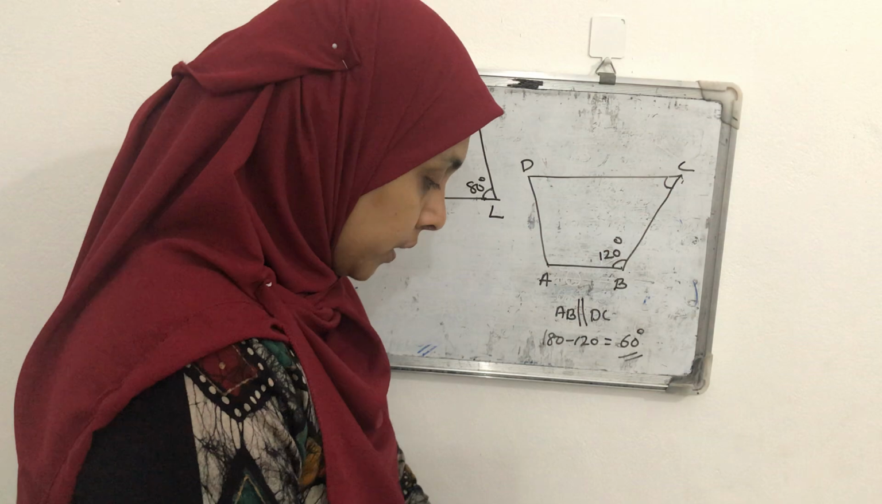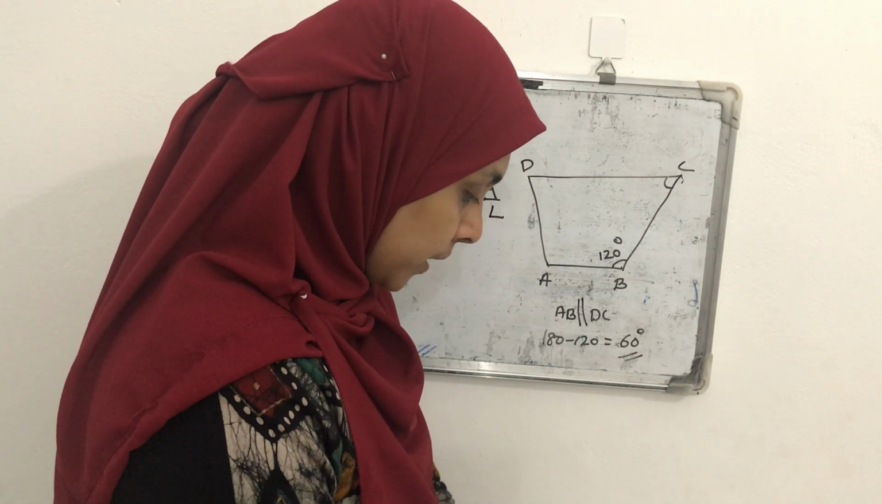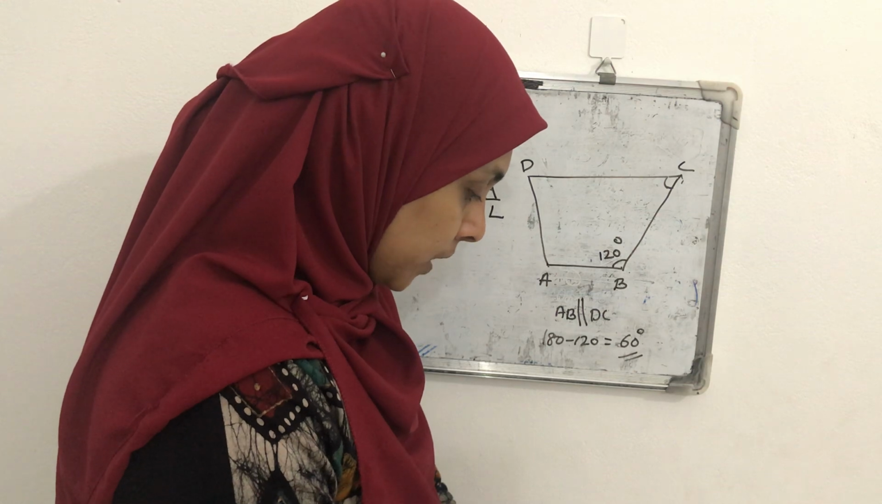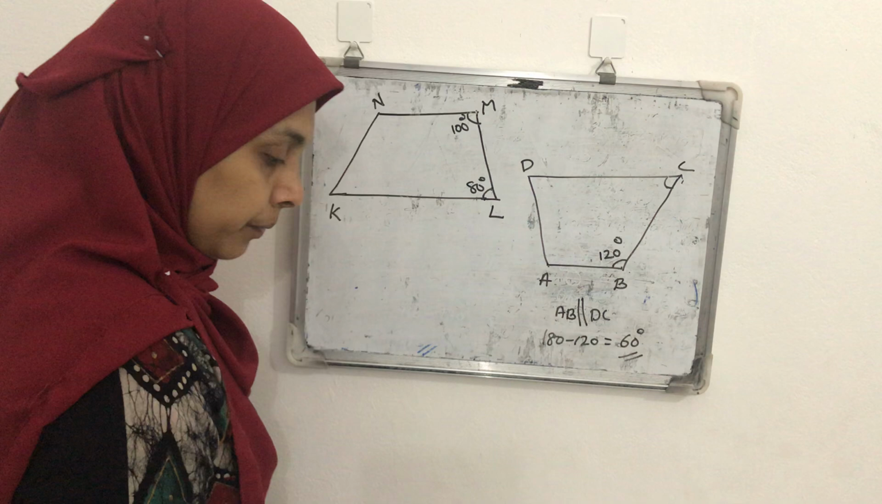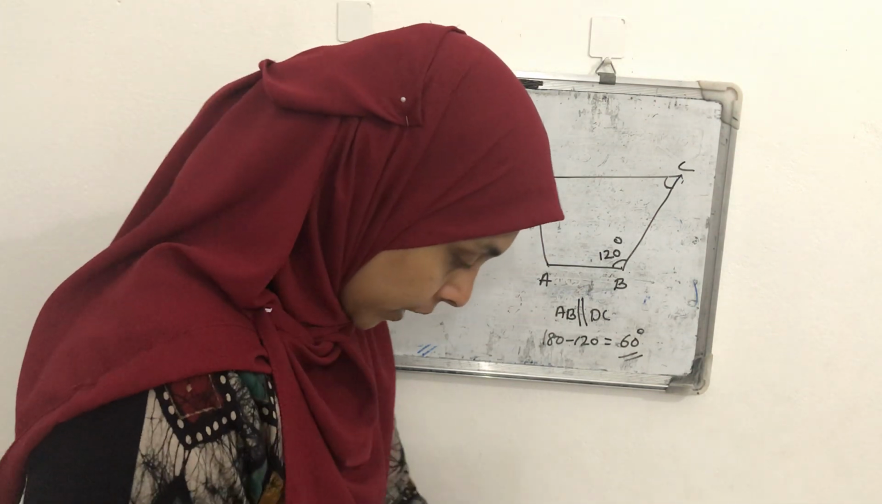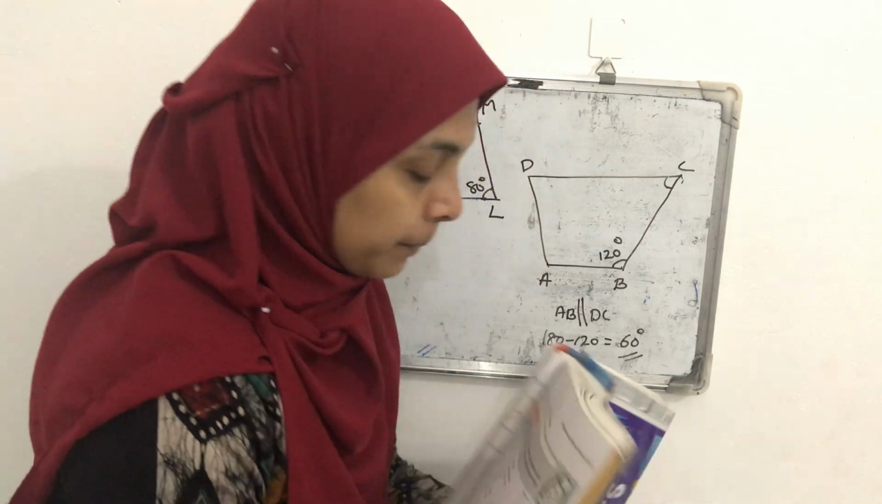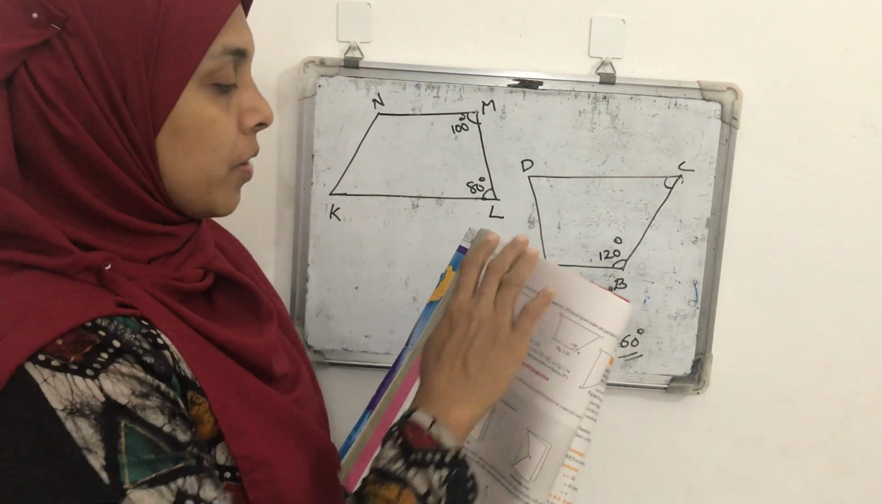Then the 12th question: find the measure of angle P and angle S if SP is parallel to RQ. You can do that as homework using the same property. The 12th question you can take as homework.